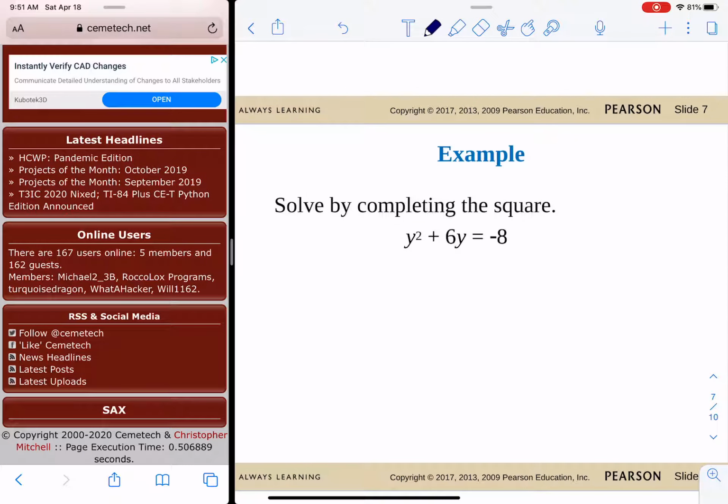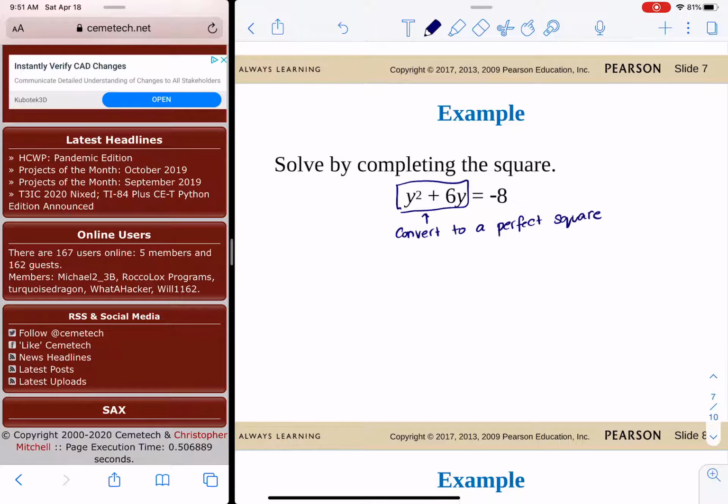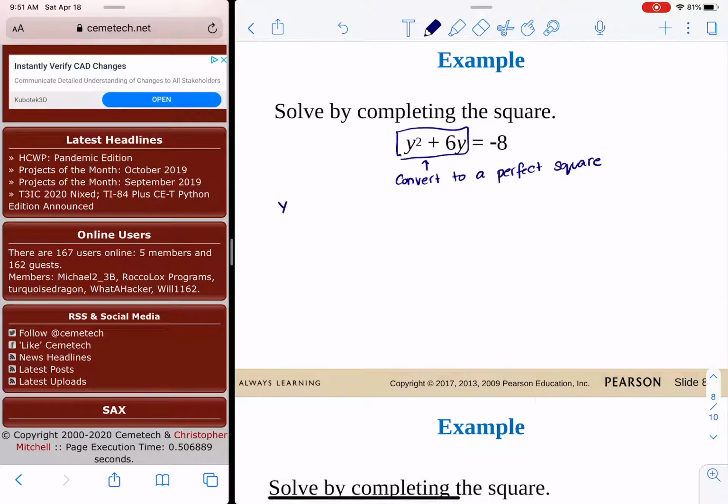So the first step is to convert the expression on the left hand side to a perfect square. And the process of achieving that is called completing the square. But before we get to that, let's move the 8 to the left hand side.